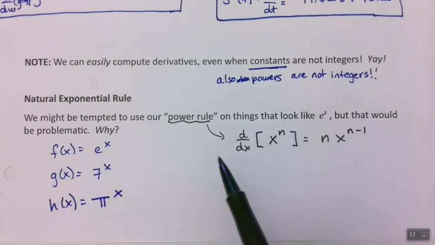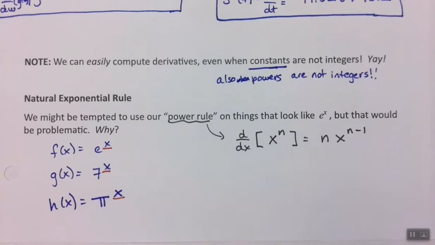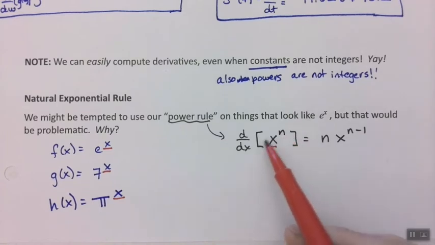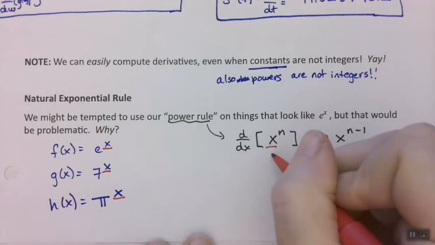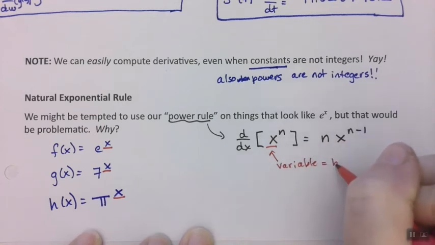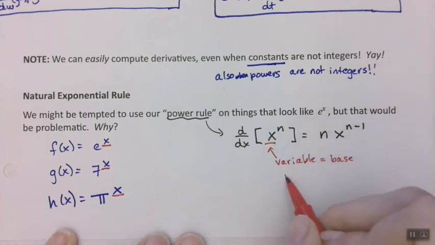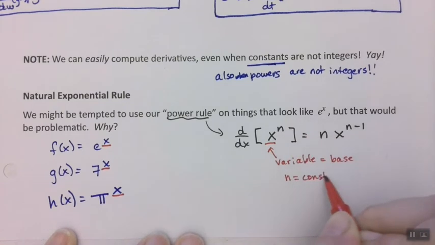So the issue here is, where's the variable on these ones? You'll notice the variable is not in the base. The variable's in the exponent. Here, the variable's in the base, and it's raised to an exponent. It's raised to a power. So the variable is the base. That's what that's called, if you remember from learning about exponentials in algebra class. And the n is the power, right? n, which is constant, is a power.